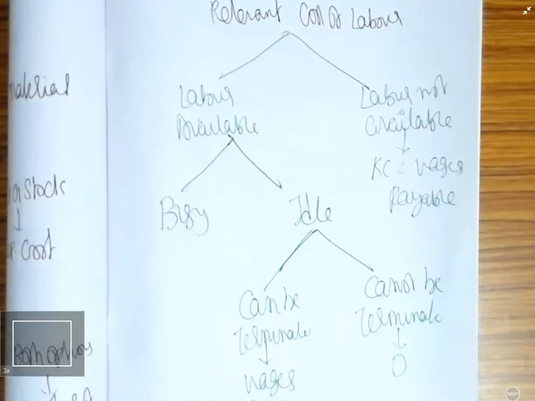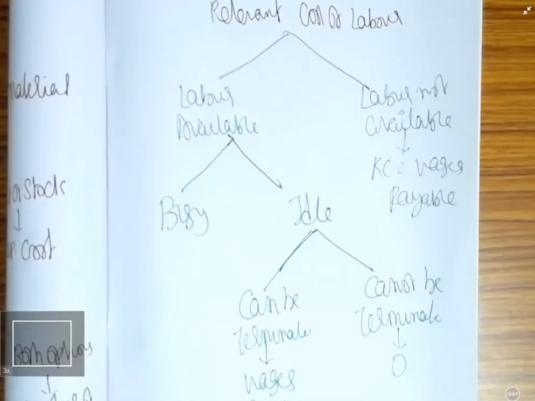The available part is busy and idle. So if I have some workers whom I cannot terminate, the salaries which I pay to them is 0. Technically, the relevant salary which I pay to them is 0. So if I have some workers whom I cannot terminate, I should try to keep them engaged so that I get some revenue out of them. But the relevant salary which I pay to them is 0.